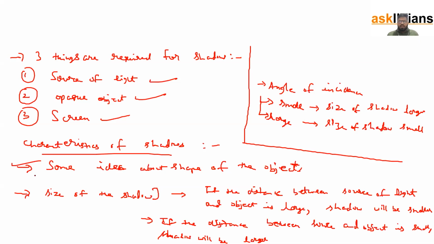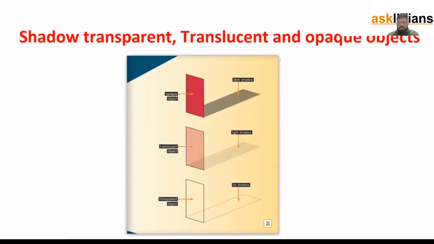So I hope everything till now is clear. Okay, so now we'll move forward to the next topic, which is shadow in case of transparent, translucent and opaque objects. If you can see in the diagram, in the first case, there is some object.